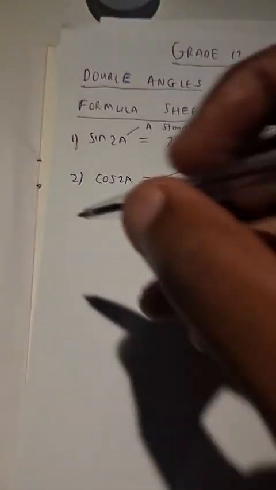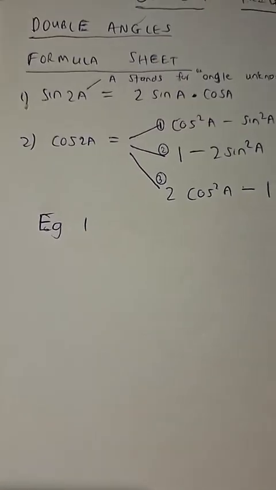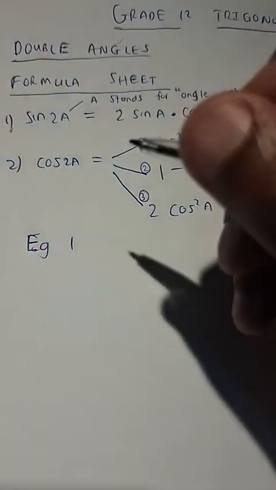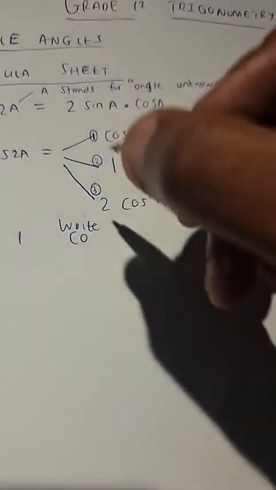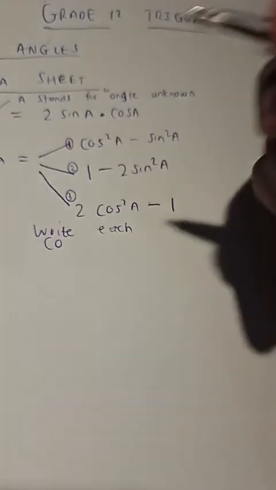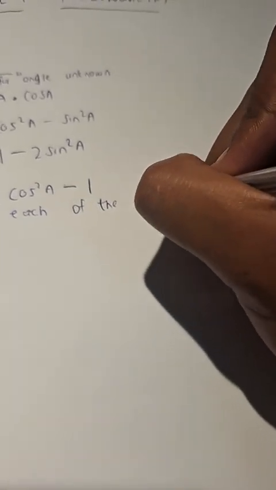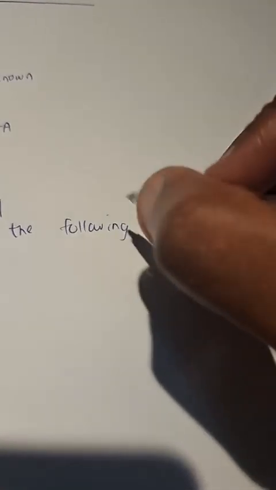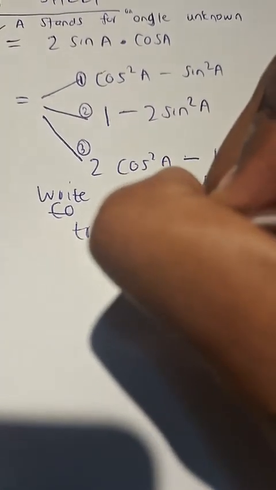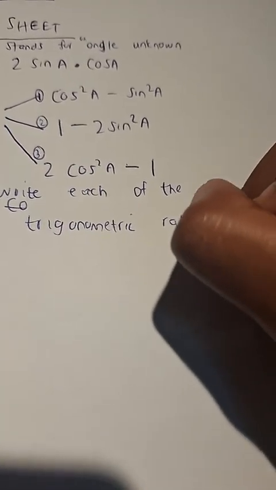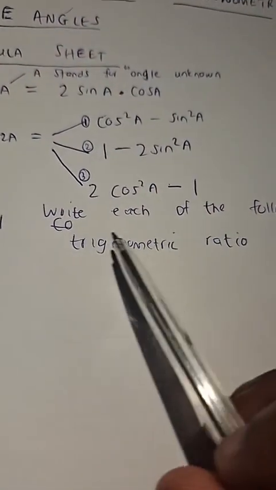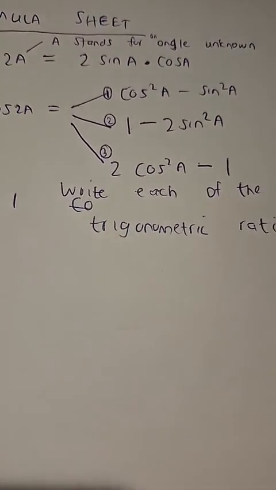So now we are going to look at some examples around these expansions so that we can become more familiar in using them. And we are going to start smack bang in the basics. Say now we are told to write each of the following as a single trigonometric ratio.